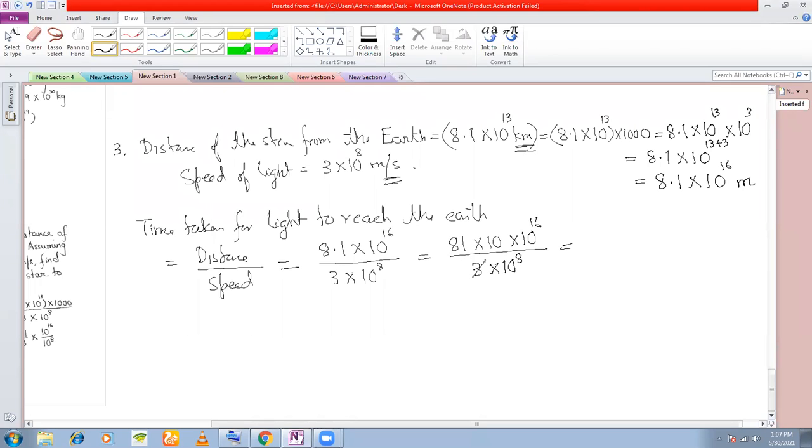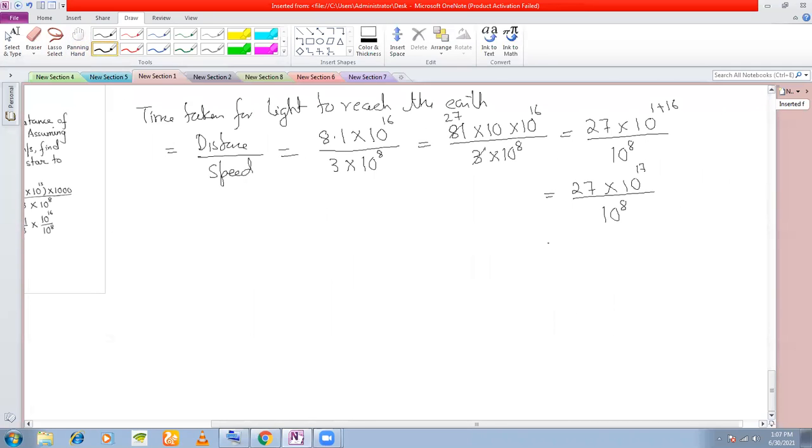Now you can cancel this 3, 27 times. So you get 27 into 10 to the power of 17 divided by 10 to the power of 8. Now this is the form 10 to the power of m by 10 to the power of n.